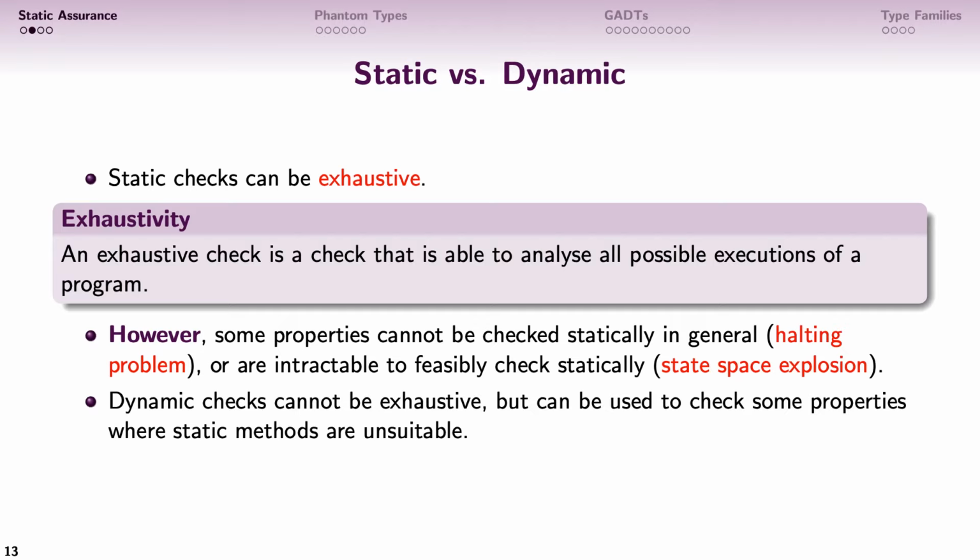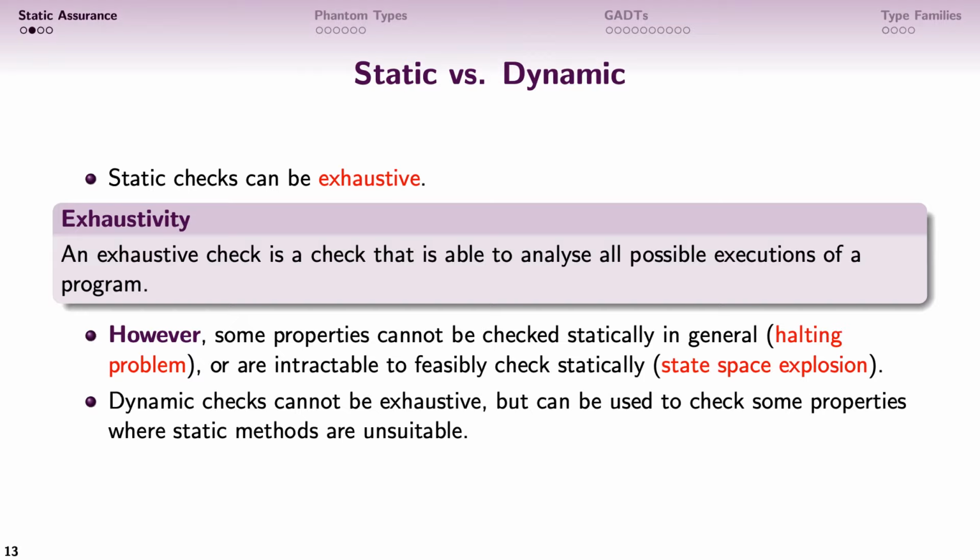Dynamic checks, on the other hand, while they cannot be exhaustive, you can't exhaustively analyze all possible executions of the program, we do not have to make any sacrifices about the expressivity of our properties that we want to check, or the size or complexity of our program. So we can use dynamic methods whenever we do not have the ability or option of using a static method.